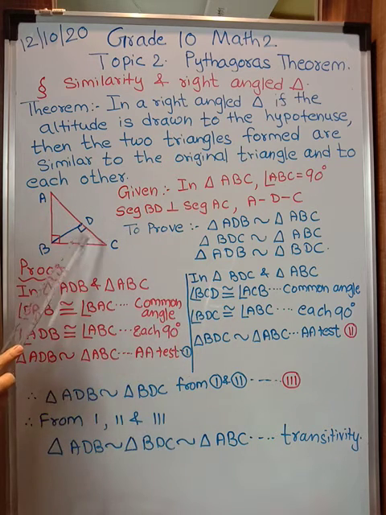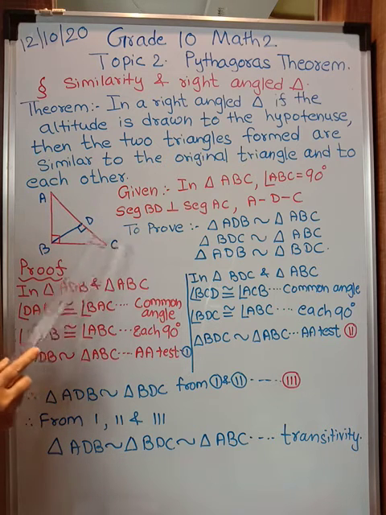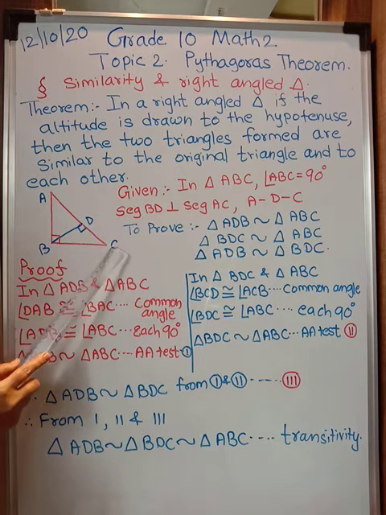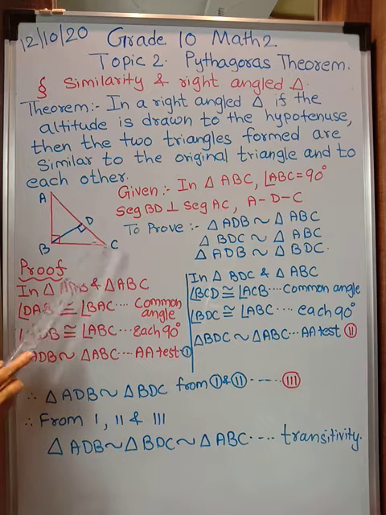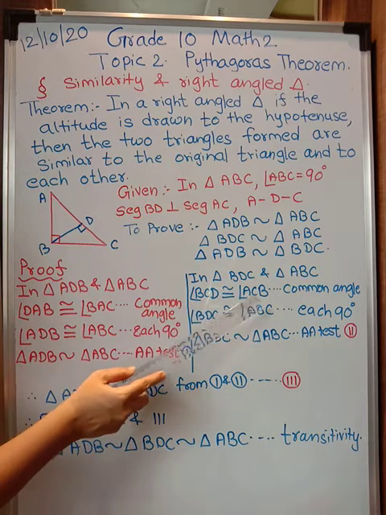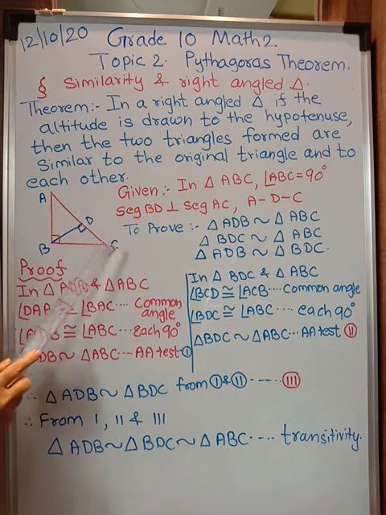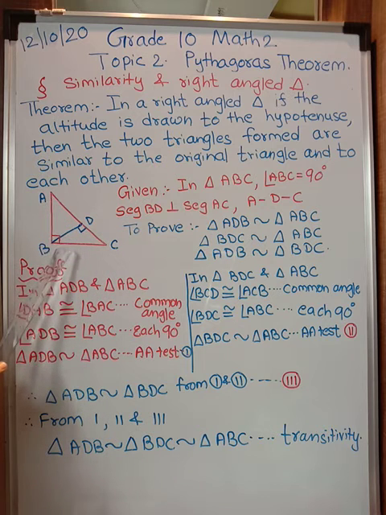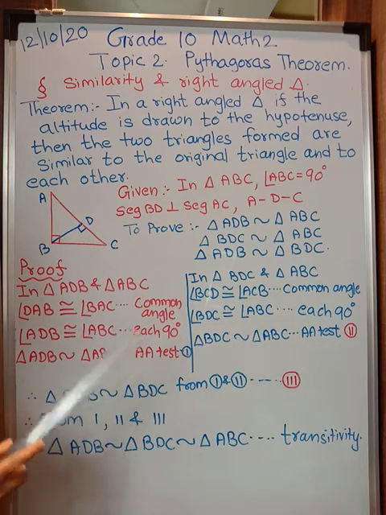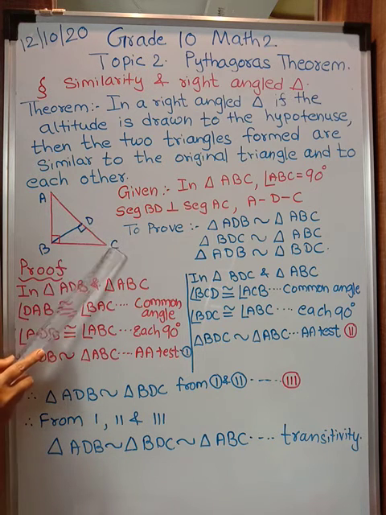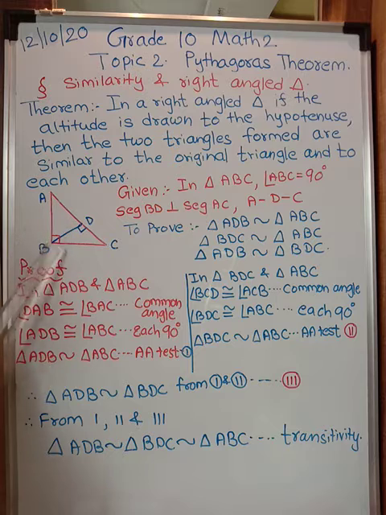Okay. Similarly, consider triangle ABC and another triangle, BDC, this small one and this big one. Now angle C is common to both of them. You can see angle C over here. Angle C is the common angle in both of these triangles, this triangle and the bigger triangle. In the bigger triangle, angle B is 90 degrees. In the smaller triangle, angle D is 90 degrees. So again, each measures 90 degrees. So again, by the AA test of similarity, triangle BDC is similar to triangle ABC.